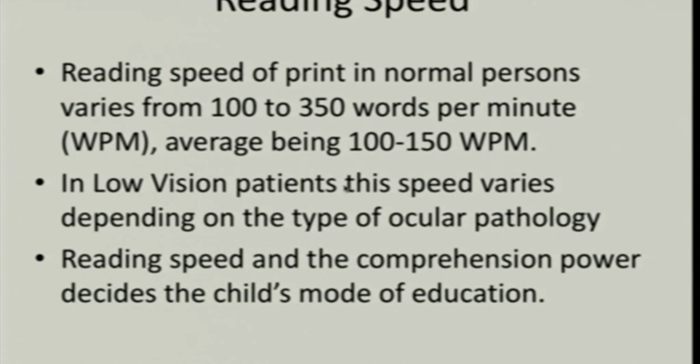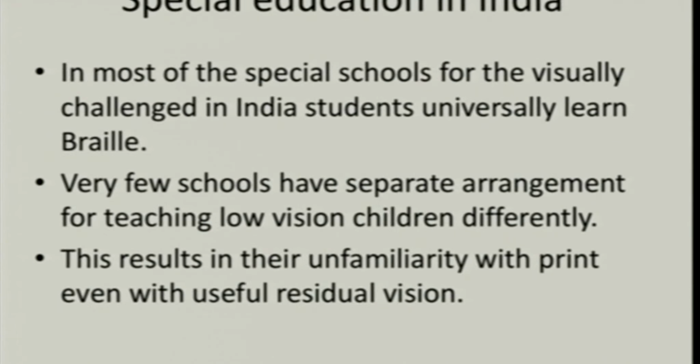In low vision patients, this speed varies depending on the type of ocular pathology. If the central vision is good, then reading speed is better. And reading speed and the comprehension power decides the mode of child's education. So if it is assessed early in life, we can decide what kind of education the child is going to get. And the special education in India is something not well organized.